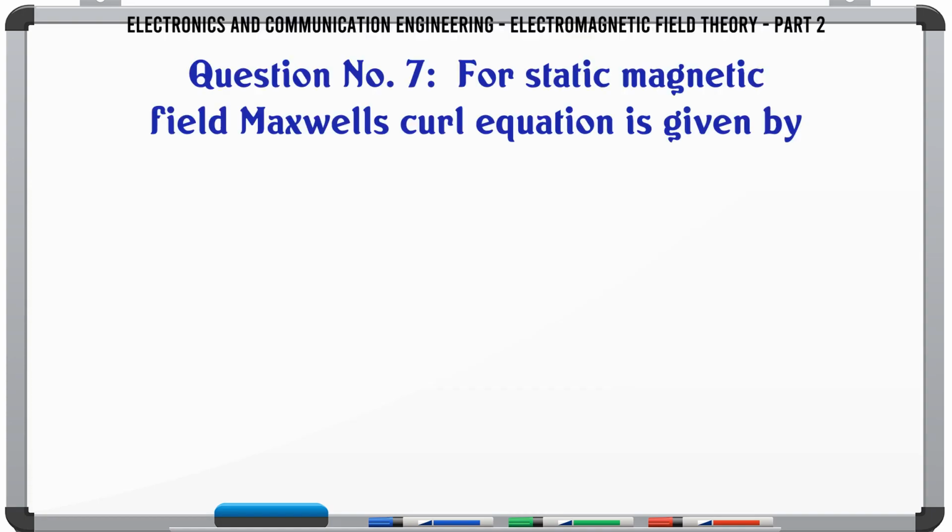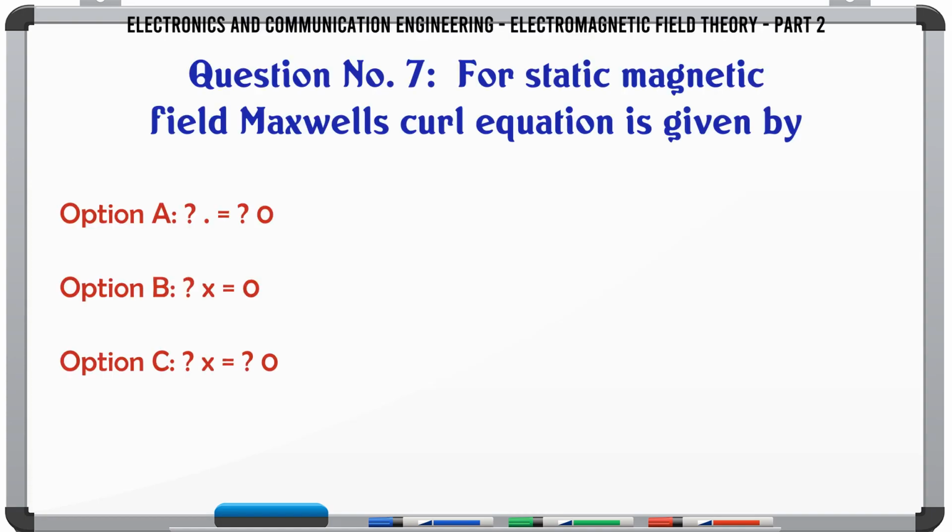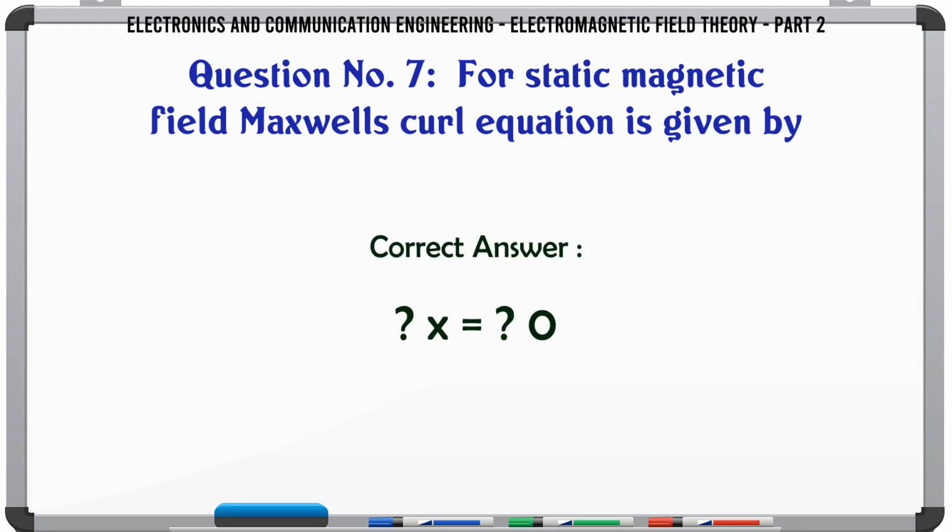For static magnetic field, Maxwell's curl equation is given by A. ∇×H = 0, B. ∇×B = 0, C. ∇·B = 0, D. ∇·H = 0. The correct answer is ∇×B = 0.